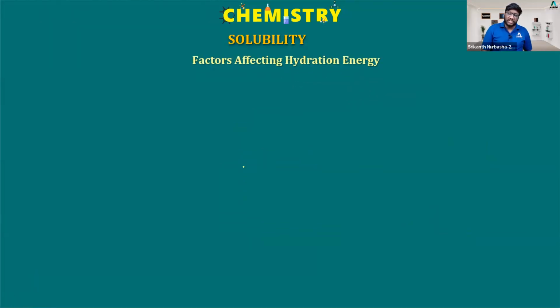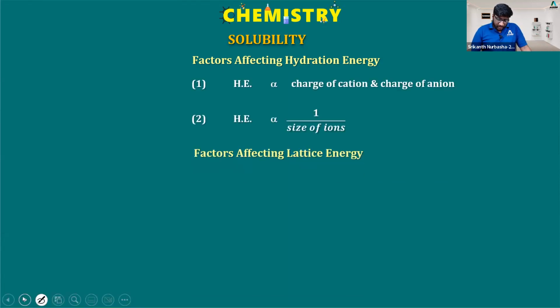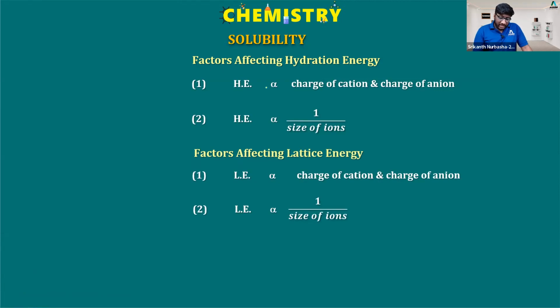Factors affecting hydration energy and factors affecting lattice energy are the same. Hydration enthalpy is also decided based on charge density. That means hydration energy is directly proportional to the product of charges and inversely proportional to sizes. Lattice energy is also the same: directly proportional to the product of charges, inversely proportional to sizes. Hydration enthalpy is directly proportional to charge of cation and charge of anion, and inversely proportional to size of ions. Lattice energy is also the same.